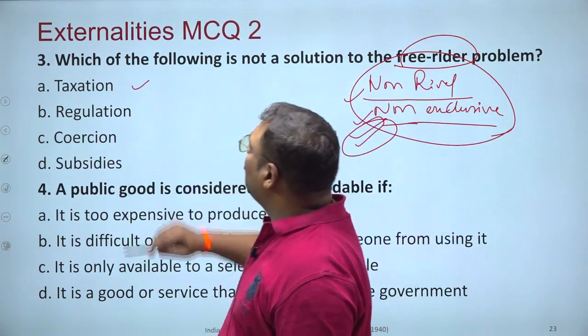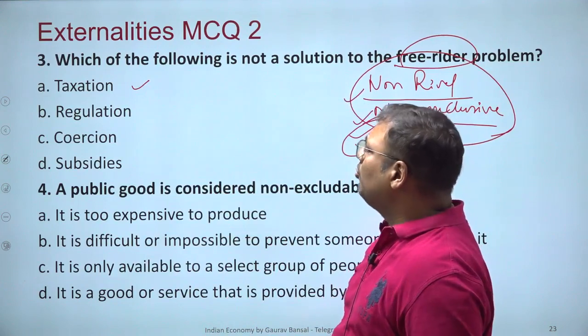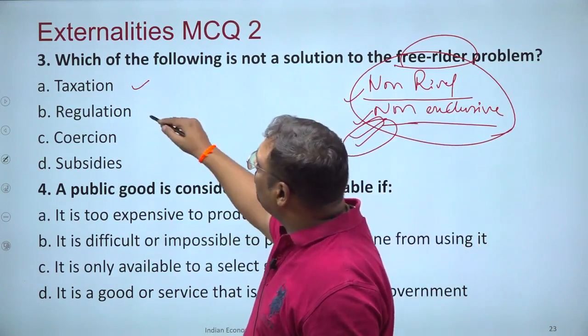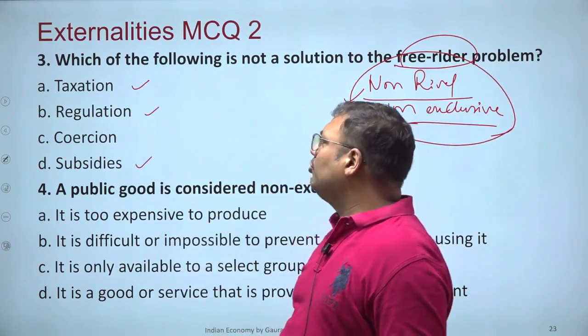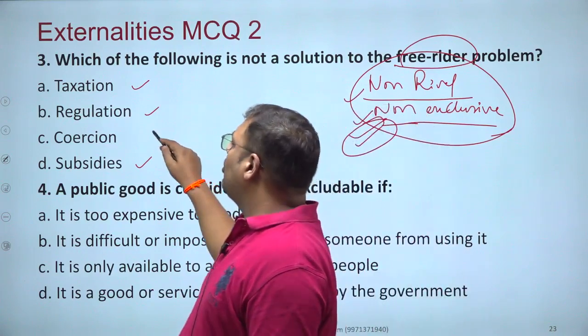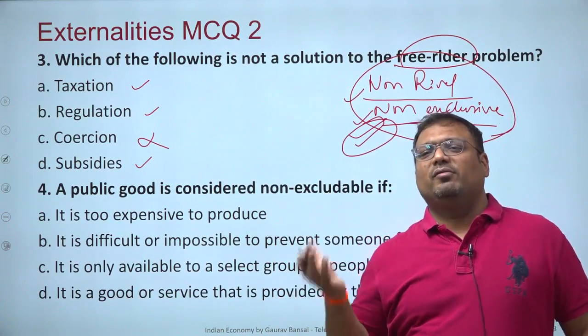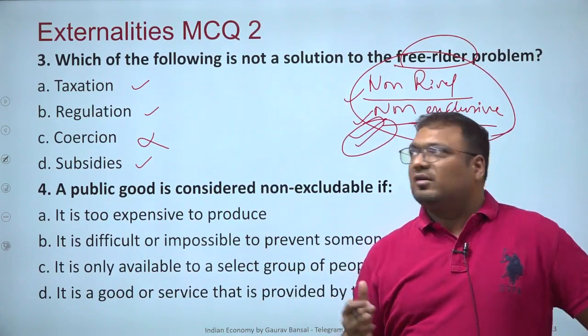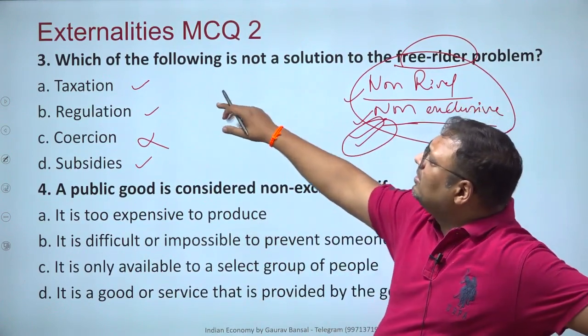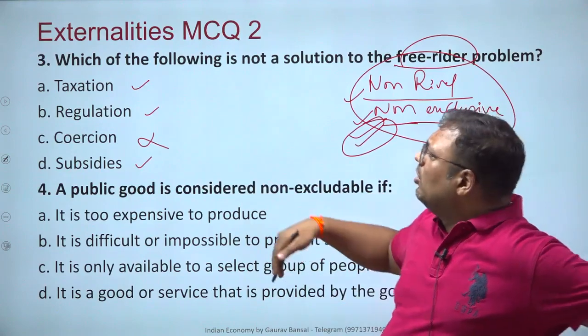Taxation, is it a solution? Yes, taxation is a solution. Regulation, is it a solution? Yes. Subsidy is a solution? Yes. Coercion, is it a solution? No. Free rider is a problem that you can't solve by force. Free rider is a problem that you can solve by either tax or subsidy combination or through regulation.